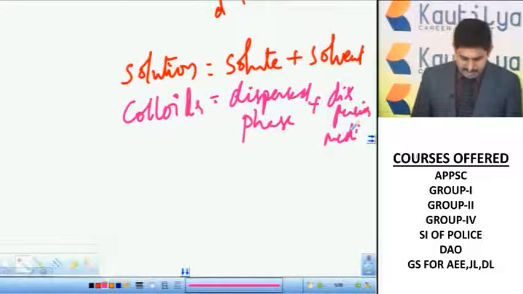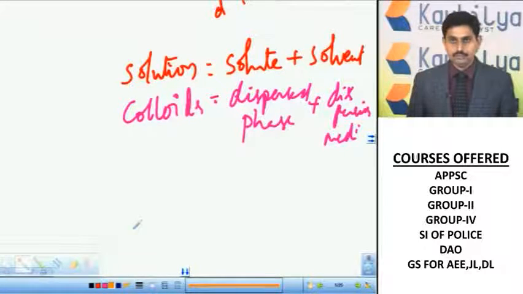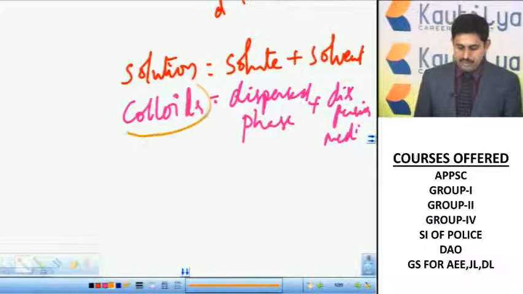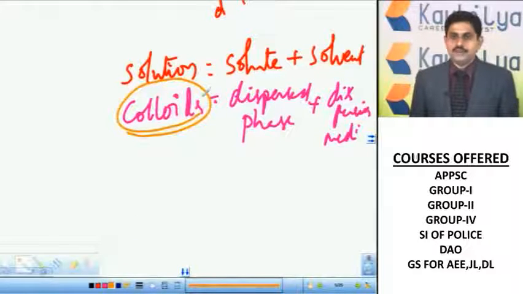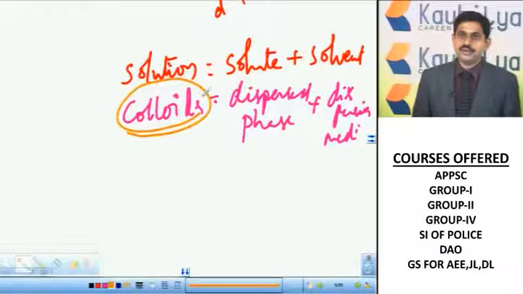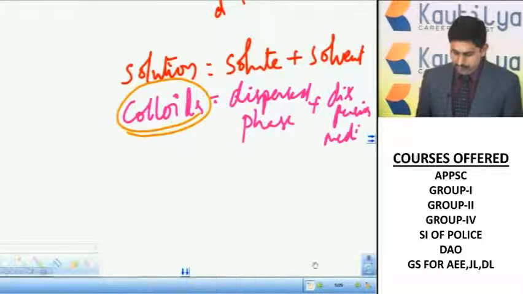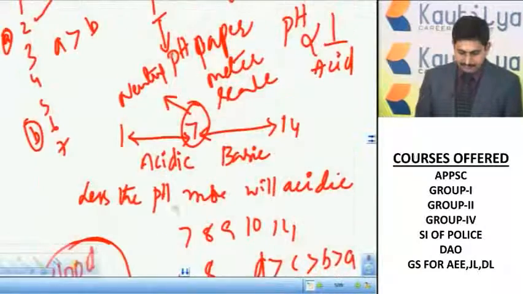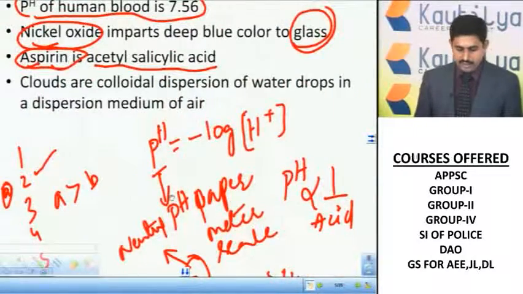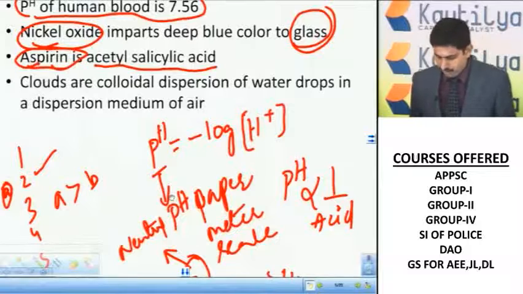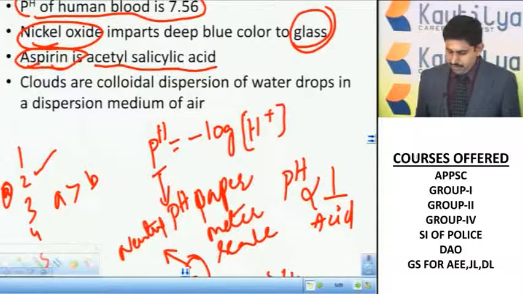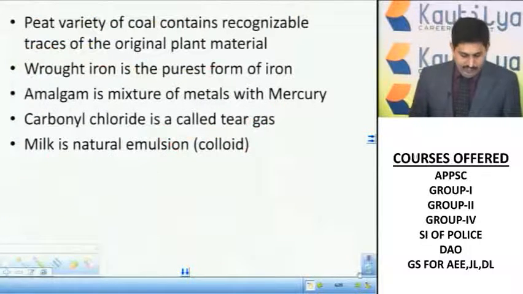The formation of a rainbow is because of the colloidal solution, that is, clouds. Because of the clouds, the water droplets absorb the light, and this light is exposed on the water drops. So these exposed water drops appear like a rainbow. So that is about the colloidal solution. A cloud is a colloidal dispersion of water in a dispersion medium called air.